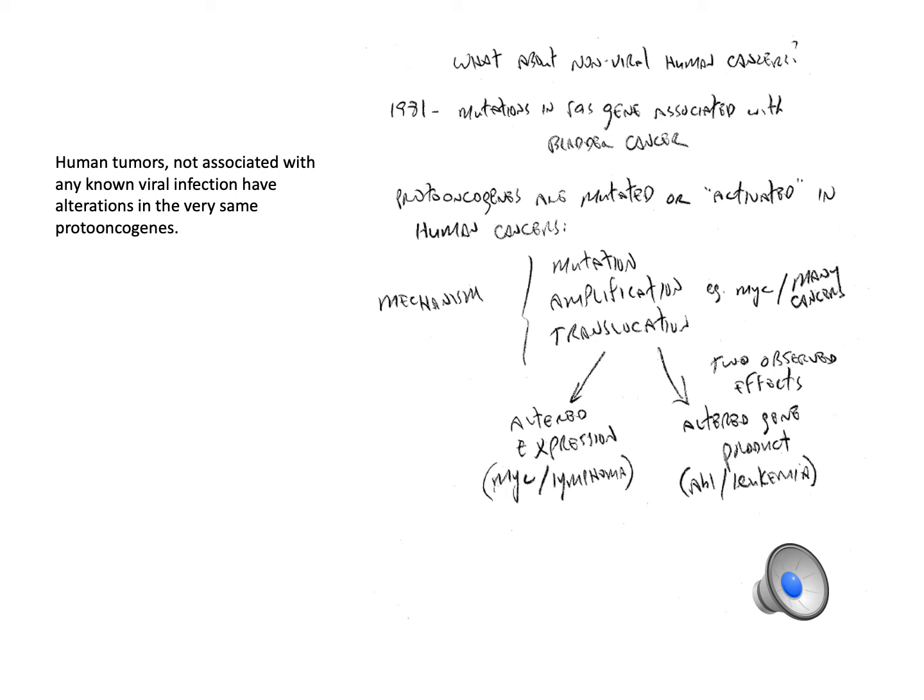And then also, they can be activated by translocation, where you have one part of a chromosome moving on to another part of the chromosome, and that can have two different effects, basically, which I've drawn by the two arrows. One can be altered expression. We see that in human lymphomas. And the other can be altered gene product, altered protein, and we see that occurring in leukemia cells.